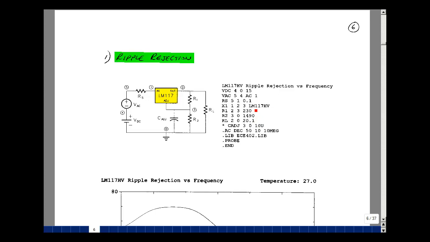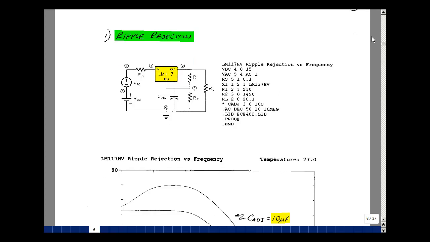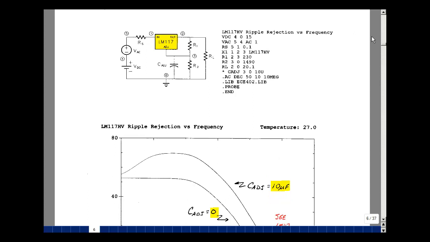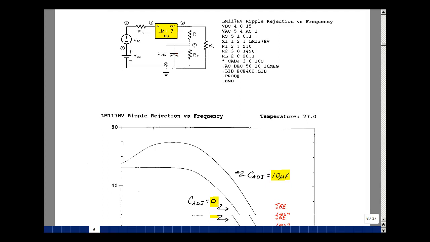The numbers that are here might seem a little odd, but it was the test circuit that I was doing when I was developing the model. These are the actual values of the resistors I was using. Let's take a look at the output. There's two cases here, one with and without this capacitor. This is one of the circuits that's in the data sheet, and there's a difference in performance.